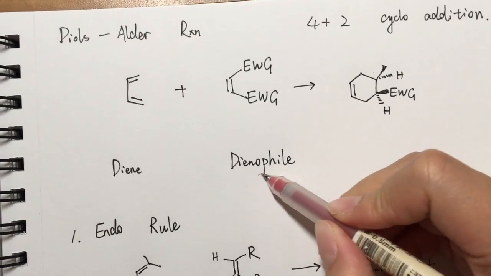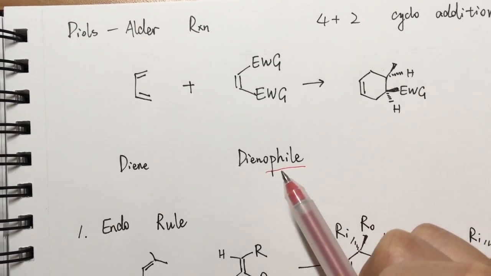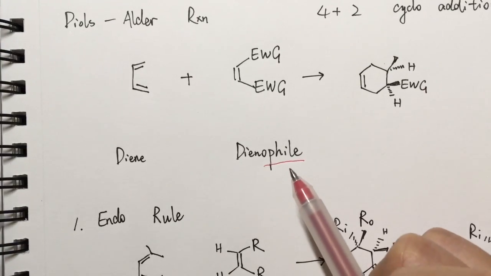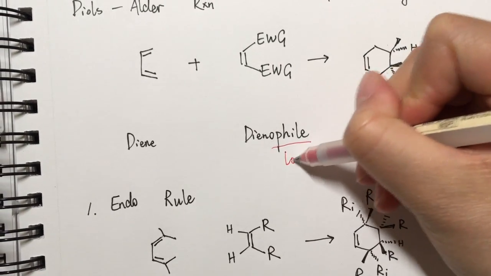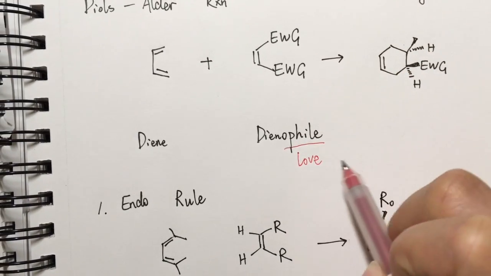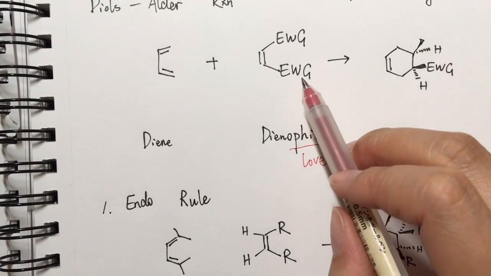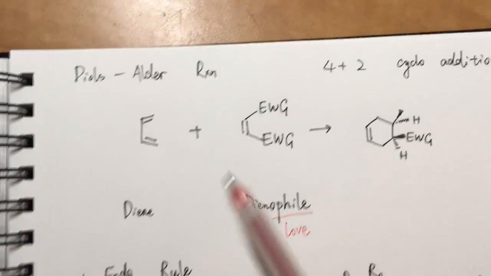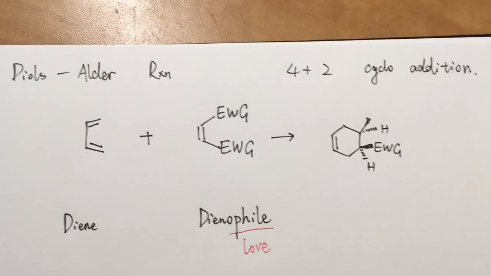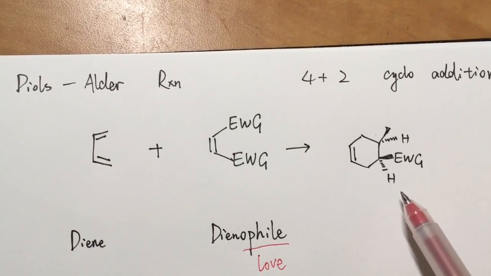Dienophile, the phile is as in nucleophile or electrophile. Phile means love. Dienophile means this compound would love diene. So they would react. And then this is the product.